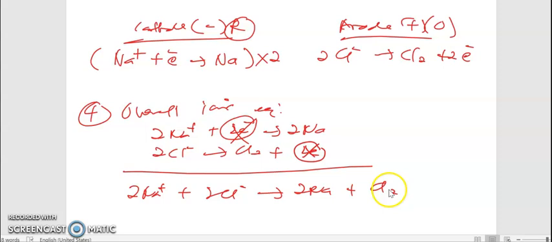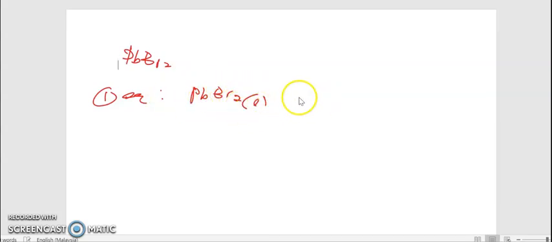Okay, now let's see the second example, the electrolysis of molten PbBr2. Sorry, I said PBr3, my mistake. Okay. So first, we start with the equation. PbBr2 liquid produce what ions? Pb2 plus and Br minus, and 2 Br minus because it must be balanced.